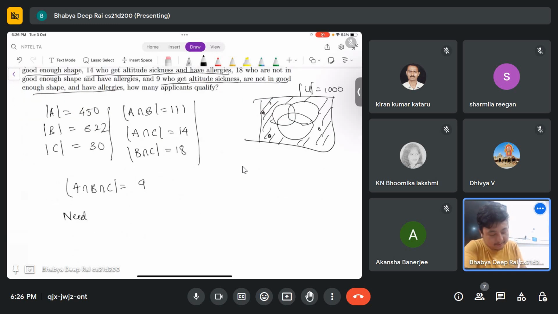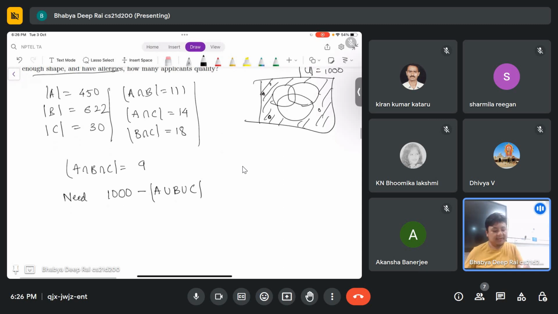We need 1000 minus A union B union C. So now this is what we want. Now we just need to apply the principle of inclusion and exclusion. So use the formula and please let me know what the answer is. Try your hand at it.